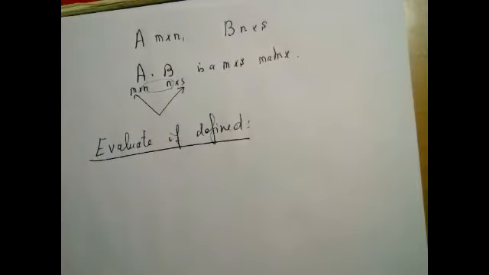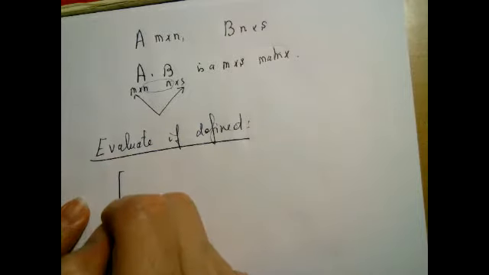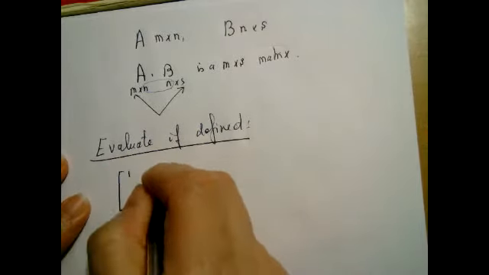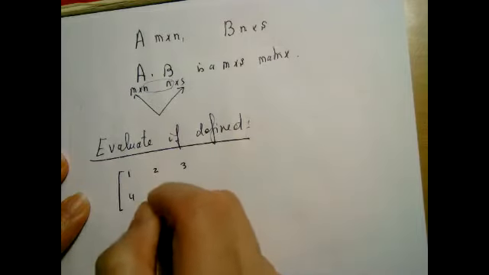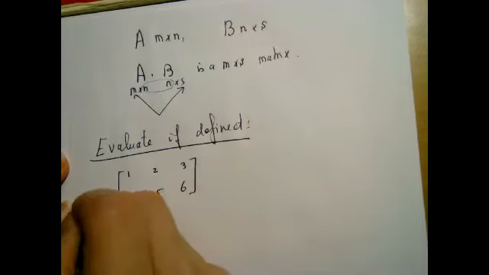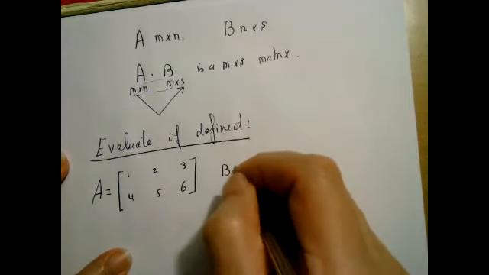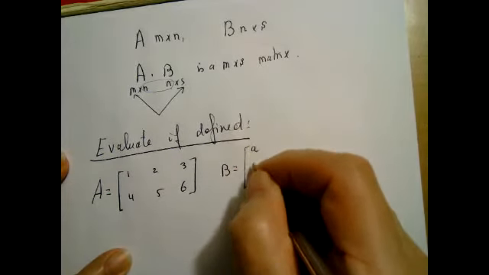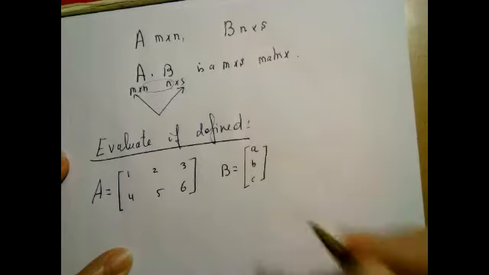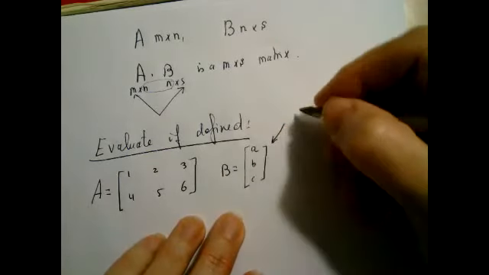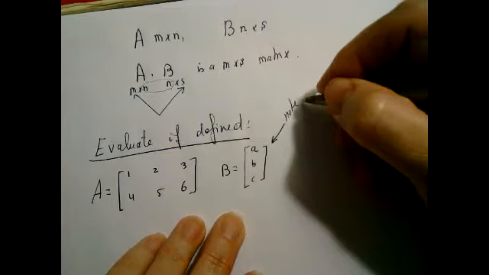Okay. All right. So let's take a couple of examples. Now let me take A to be 1, 2, 3, 4, 5, 6. It's my A. And I'm going to take B to be, let us say, A, B, C. Let's note one thing. Note that B is a vector in R3.